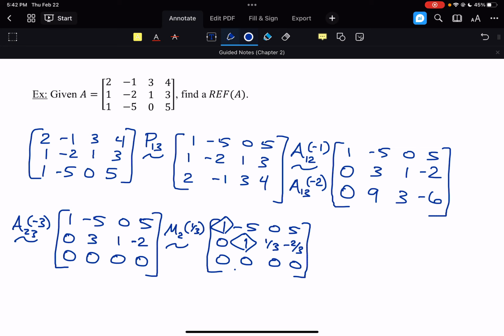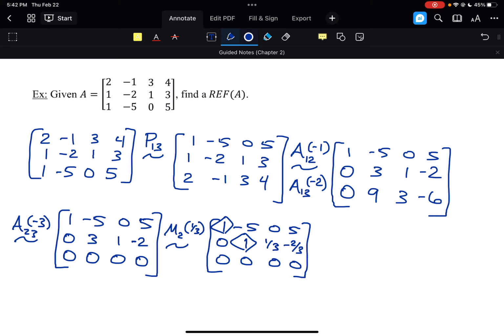And this matrix is in row echelon form. All right, we have the leading ones. We have our row of all zeros at the bottom. And everything below the pivot is a zero. And they are down and to the right of each other.